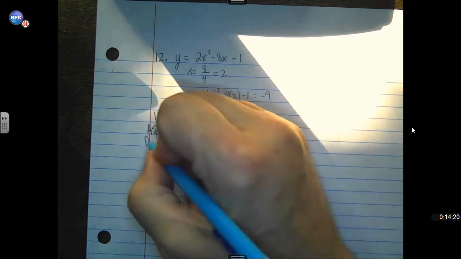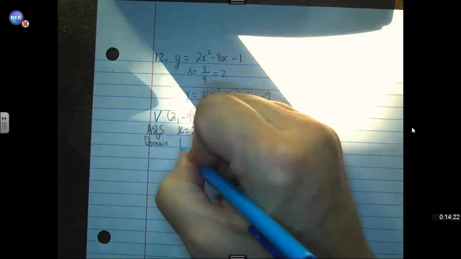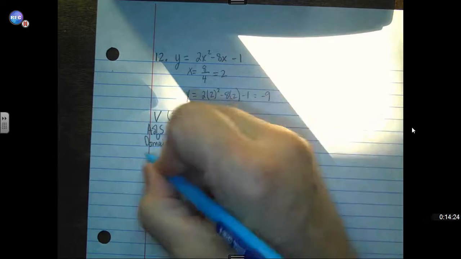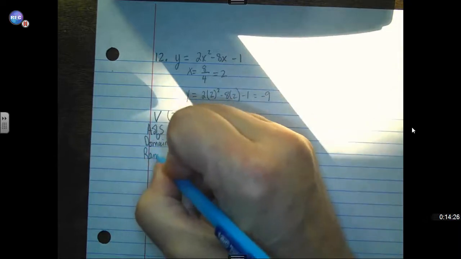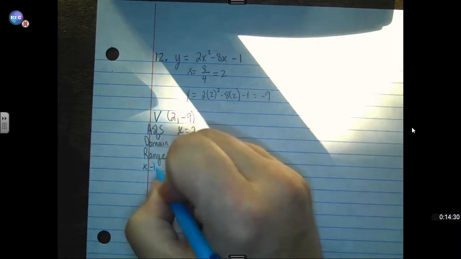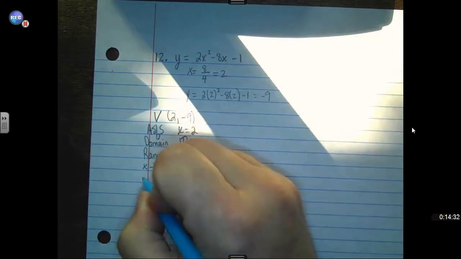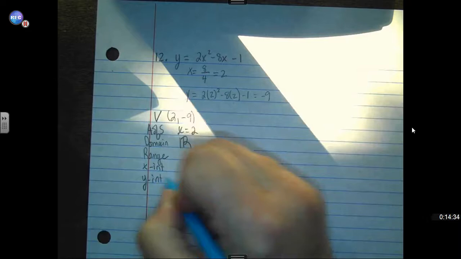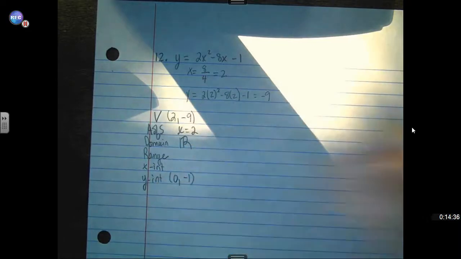The domain is all real numbers. I'll come back to the range once I look at the graph. My x-intercepts, I'll find, and my y-intercept is (0, negative 1). Okay? I did not bring home any graph paper, so I'm just going to draw the graph here.